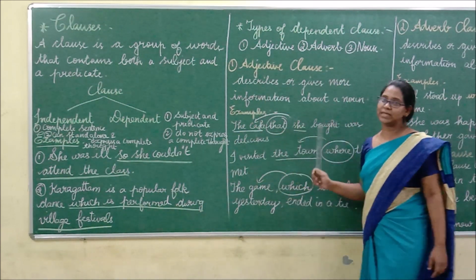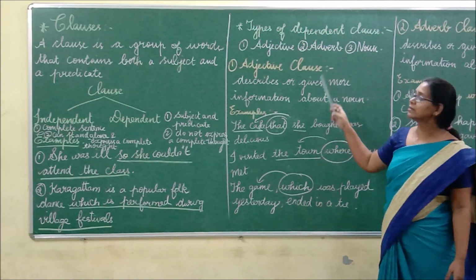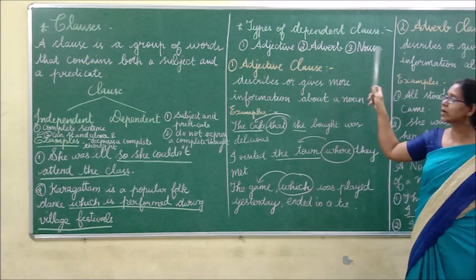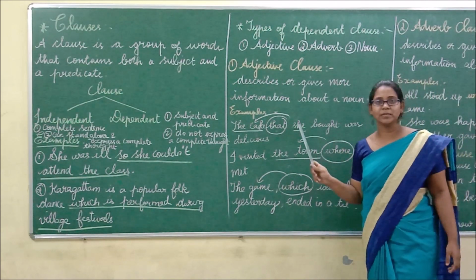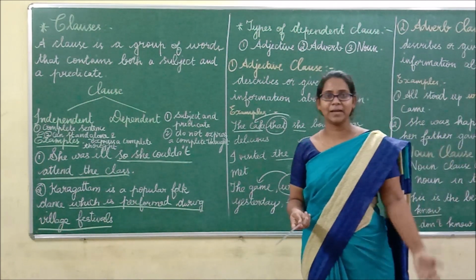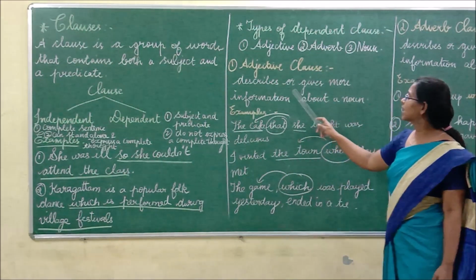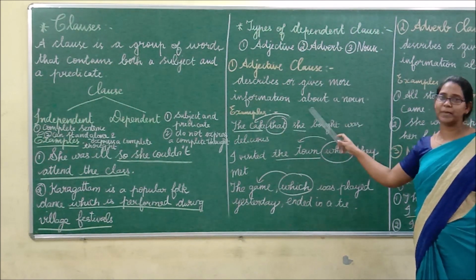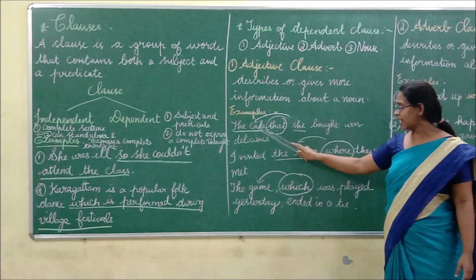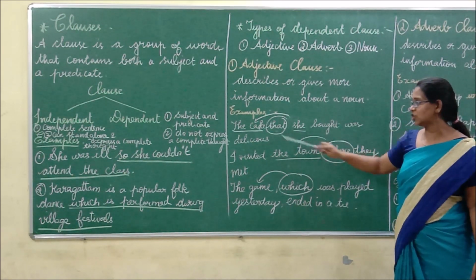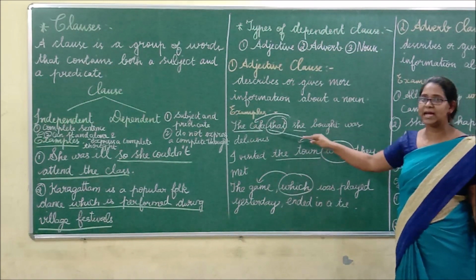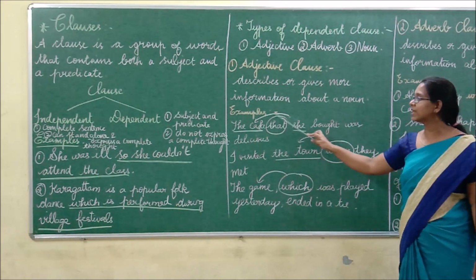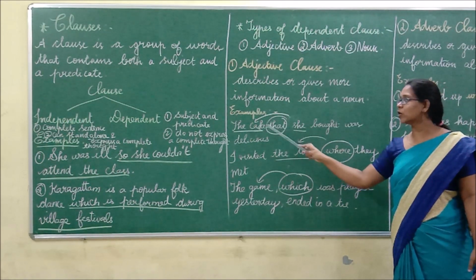Is it clear? Okay, now we see types of classes. There are three types of classes: adjective class, adverb class, and noun class. What is meant by adjective class? First you tell me what is meant by adjective. Obnoxious. This clause here is the adjective class and that denotes the case.